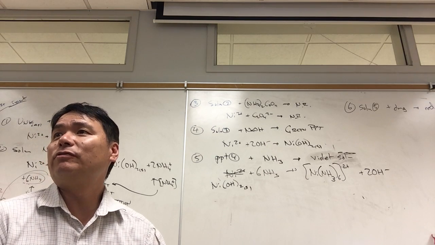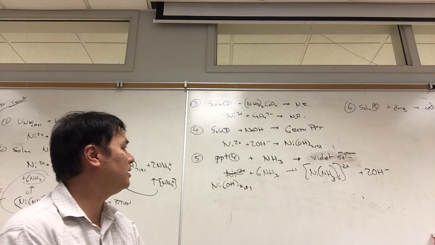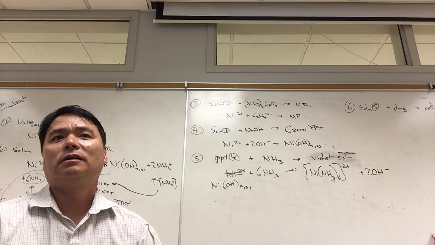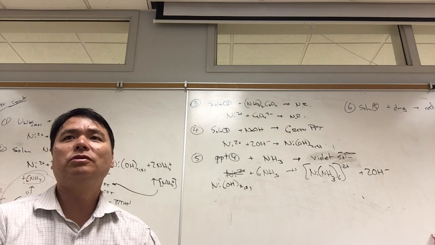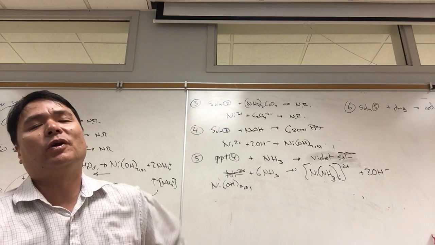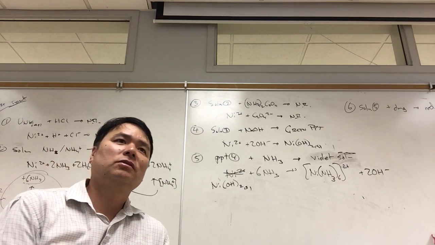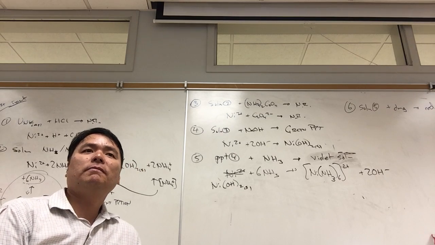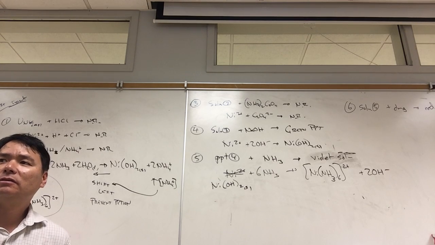Right, you can see what the formula for DMG is. And so you'll take the hexamine nickel 2 plus the C4H7N2O2 minus, 2 of those, and then you'll form the Ni(C4H7N2O2)2, solid. Okay, so once you get that red precipitate, then that's the positive test for nickel 2 plus.